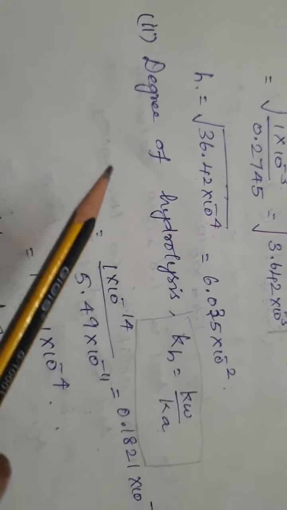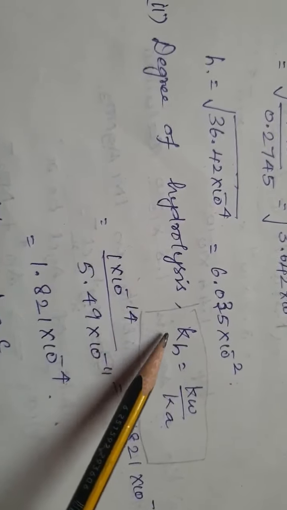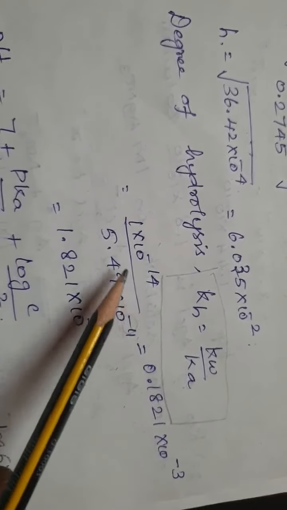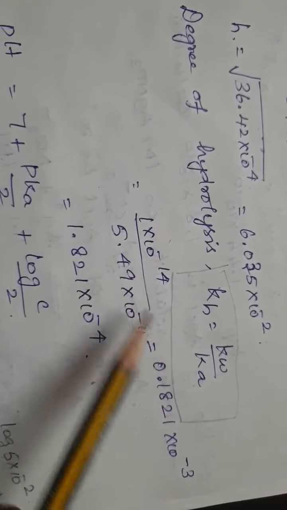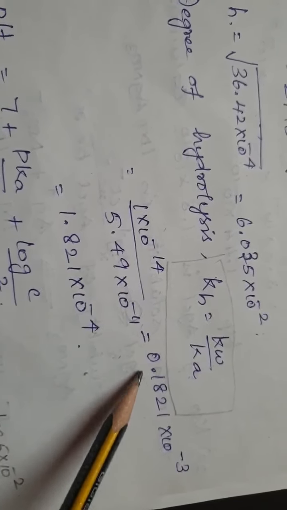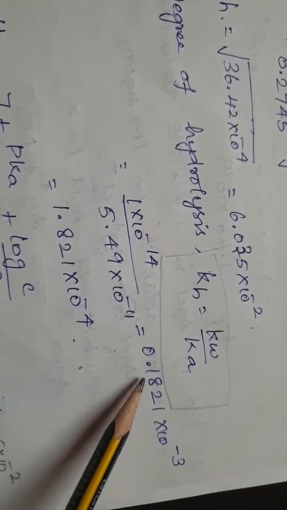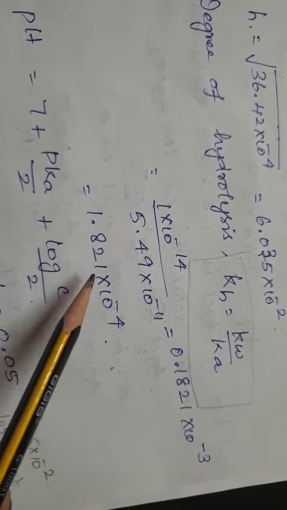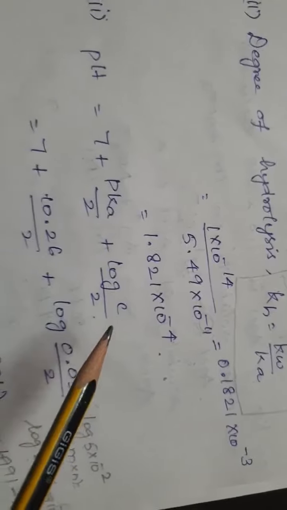Then the second part, the degree of hydrolysis, denoted by the symbol Kh, is equal to Kw by Ka. Kw value is 1 into 10 power minus 14 divided by Ka, 5.49 into 10 power minus 11. Divide this and you get 0.1821 into 10 power minus 3. So you can write it as 1.821 into 10 power minus 4.